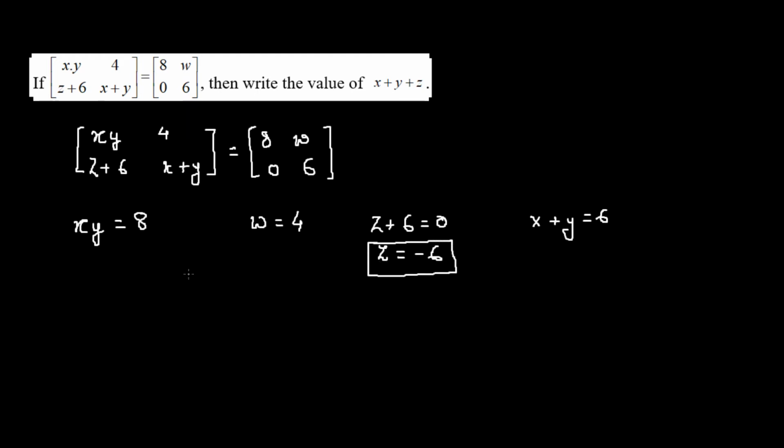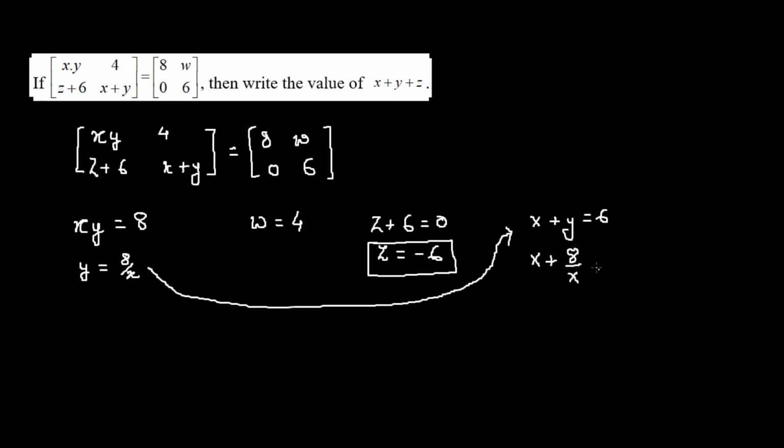Now what we can do in the first equation, let's divide both sides of this equation by x. So that will give us y equals 8 over x. And what we're going to do is substitute this value into the fourth equation. So in place of y, we're going to write 8 over x, which equals 6. Then we multiply both sides by x. x plus 8 over x equals 6x.